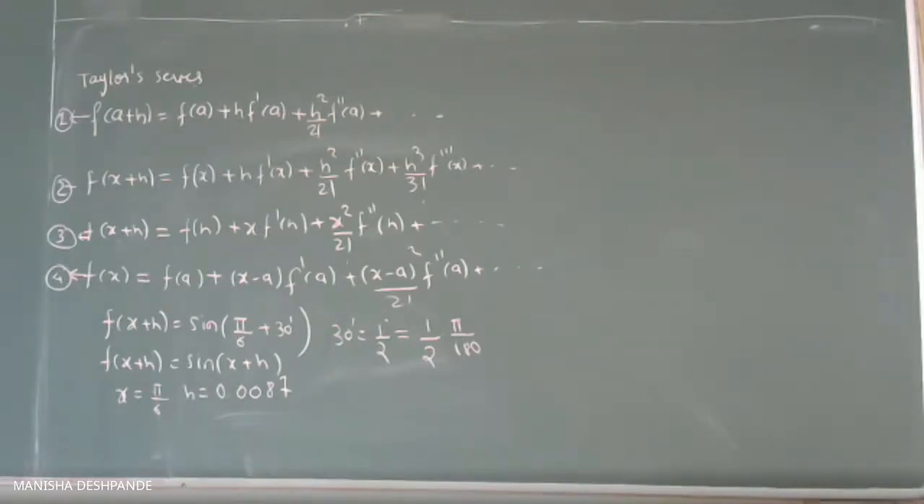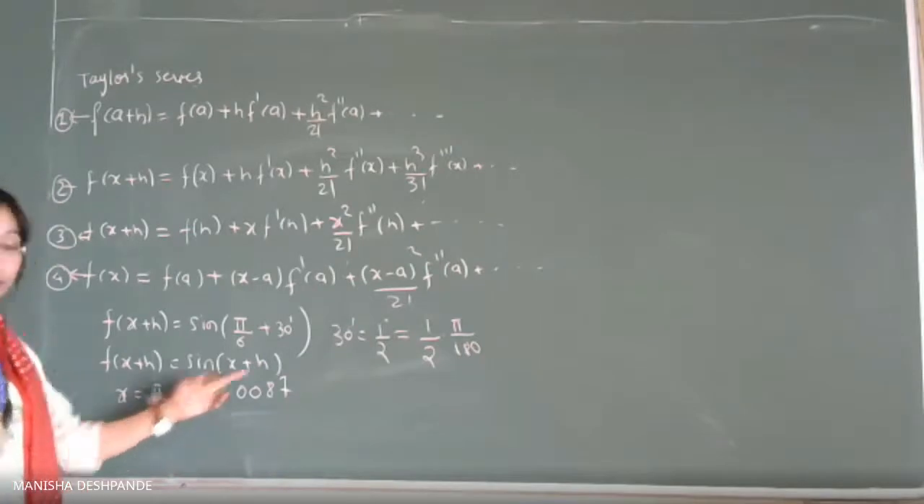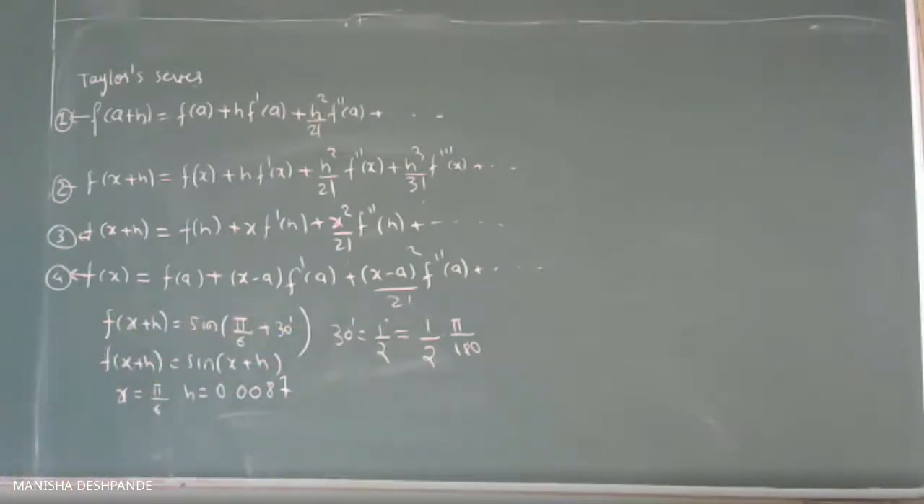These values I suppose you can find on your mobile also, because your pi value is there on the calculator of your cell phone. So there also you can use it if you don't have it today. But from tomorrow you have to get your calculator. Okay. So x is equal to pi by 6, h is equal to 0.0087.